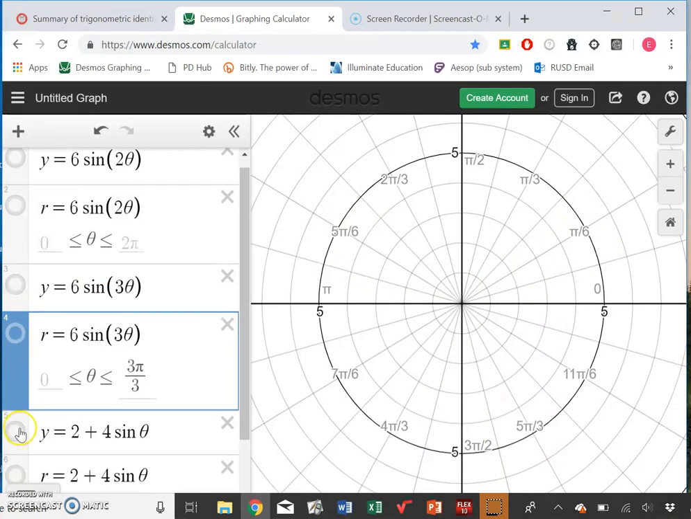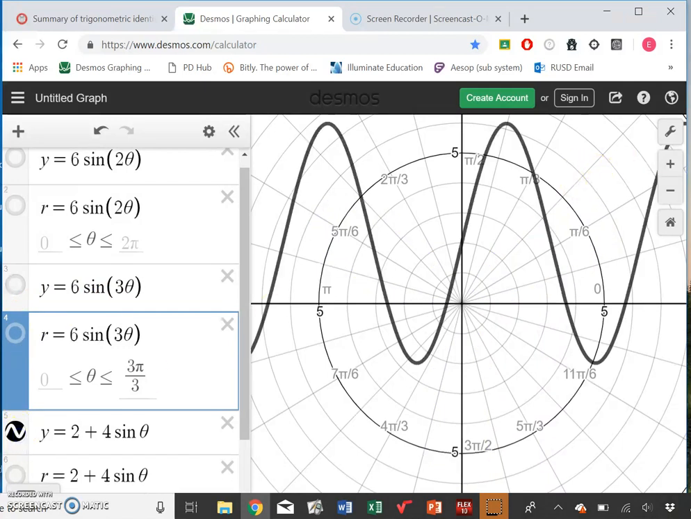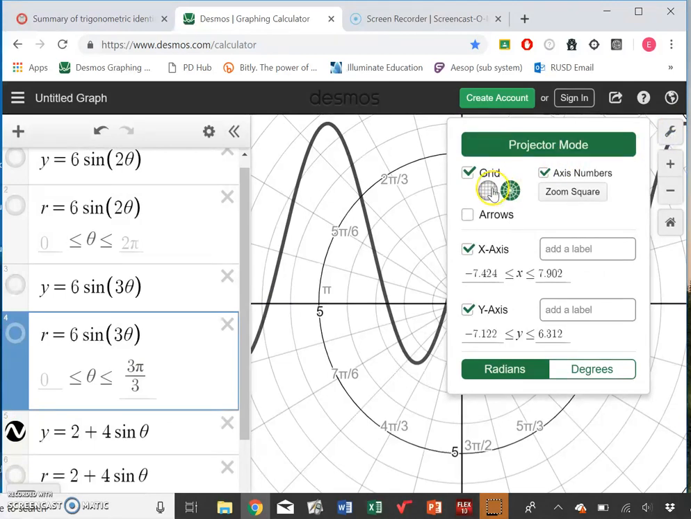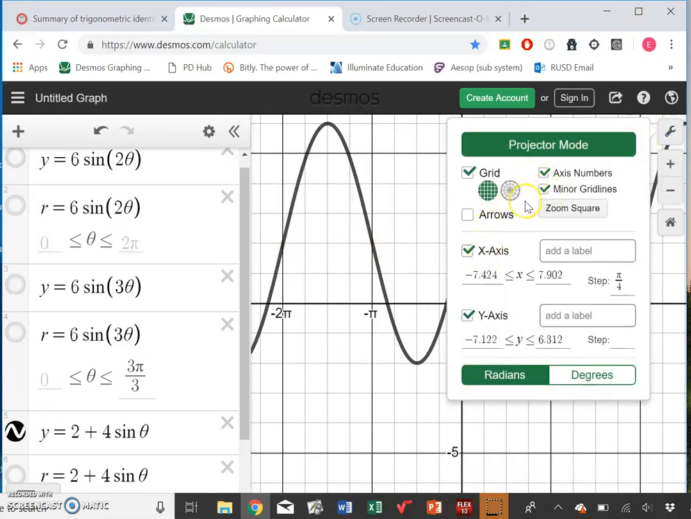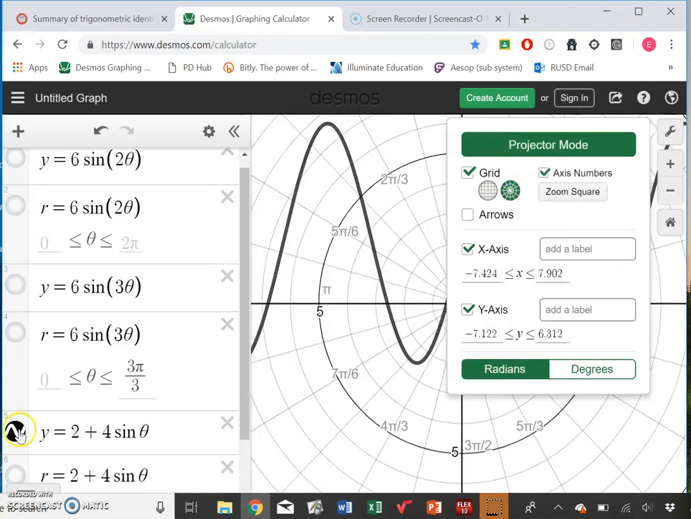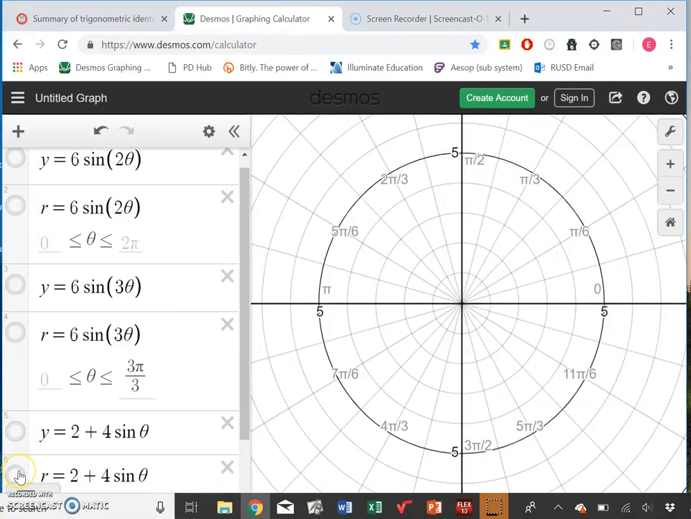So we have this graph here, which has been shifted up, turning back to the regular grid, shifted up to 2 with a midline of 2 and an amplitude of 4. It's very basic. Nothing else has happened. And so it doesn't seem like it's going to be very fancy. Going back to our polar coordinates and turning this off, our next graph looks like this.